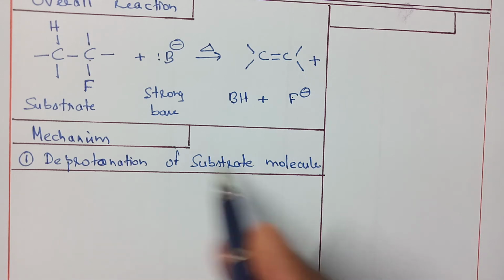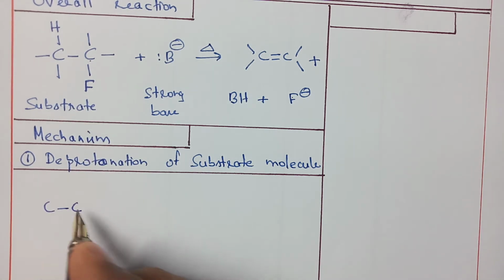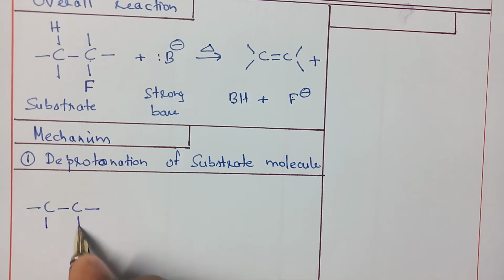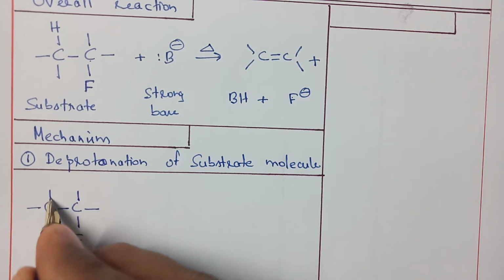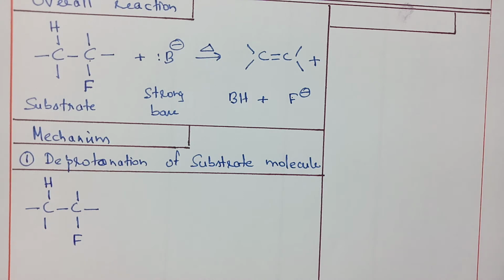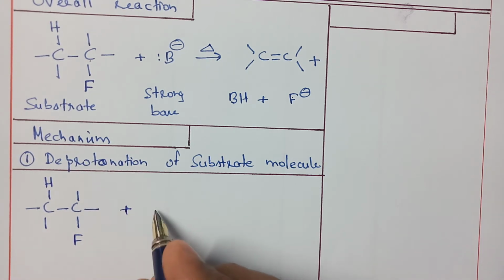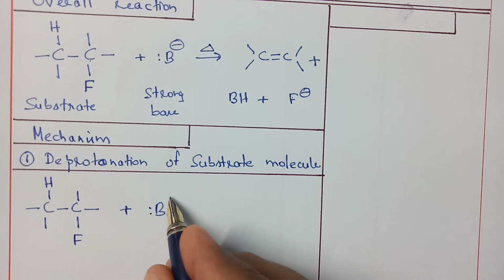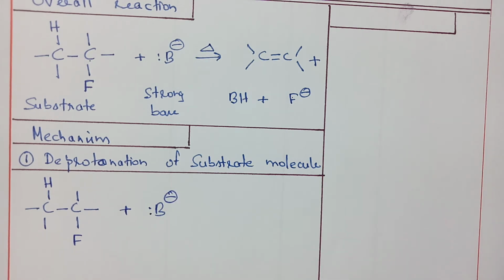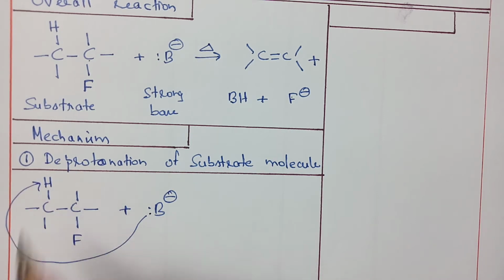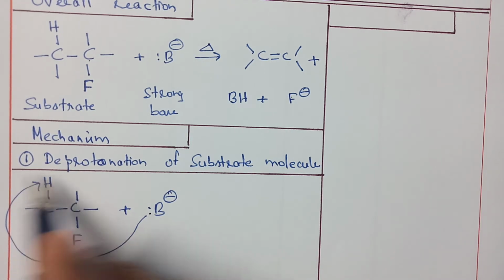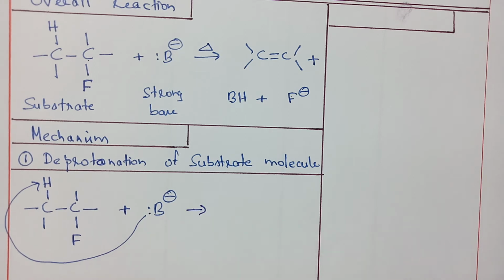Here we have to consider the substrate C single bond C. One fluorine is there and one beta hydrogen is also there. In the first step, the strong base will come and attack. We know that the strong base will immediately respond to the hydrogen. It will send its lone pair to the hydrogen and it will remove the hydrogen in the form of H plus. Therefore we will get BH.